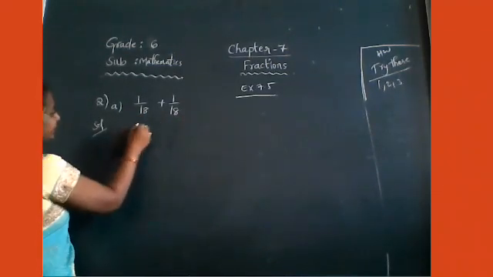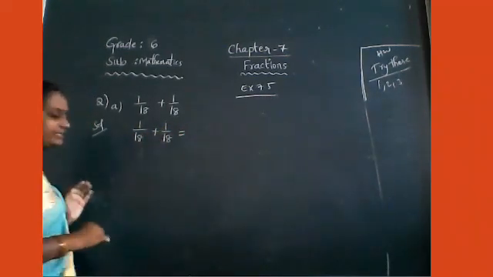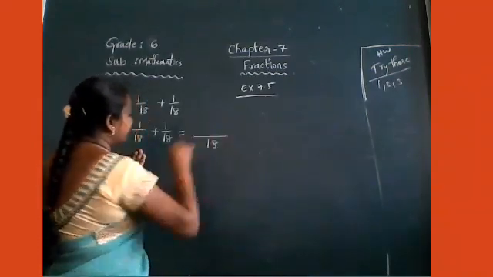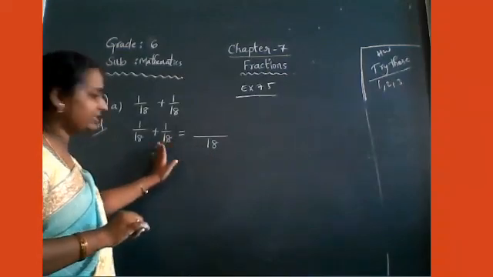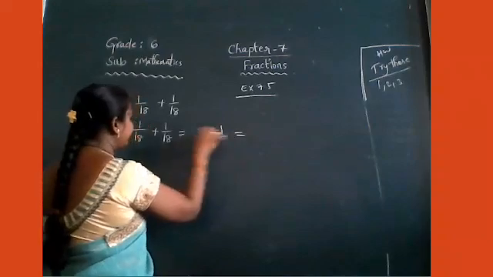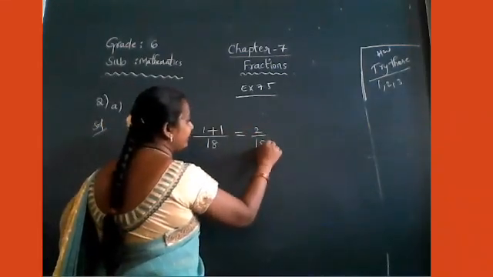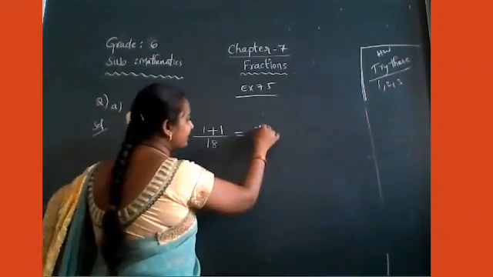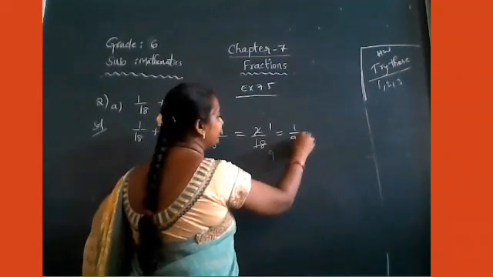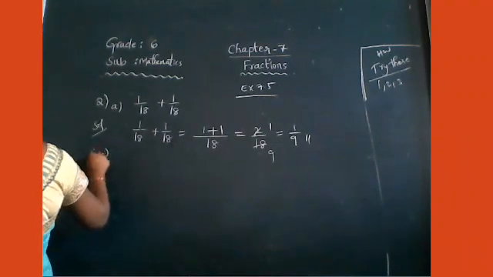Then here 1 by 18 plus 1 by 18 is equal to, see here the denominators are same. Then I am taking 18 as the common denominator for the two fractions. Now add the two numerators, that is 1 plus 1. It gives 2 by 18. Okay, so simplify this. 2 ones are 2, 2 nines are 18. So 1 by 9 is the required fraction. Right.